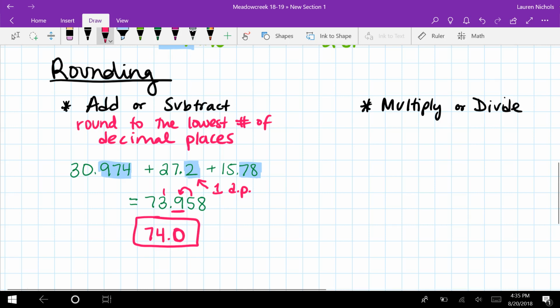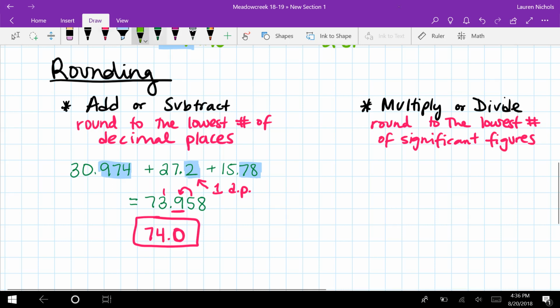If we are multiplying or dividing, instead of rounding to the lowest number of decimal places, we round to the lowest number of significant figures, or sig figs. So let's say we're doing the problem 45.0 times 23 divided by 0.002. What we would do is we would do that in our calculator, because even if you are good at mental math, I doubt you're doing this type of math in your head.